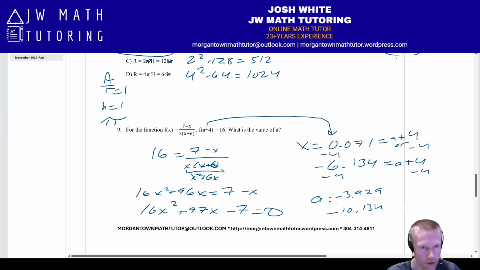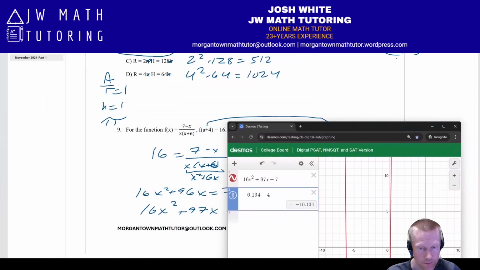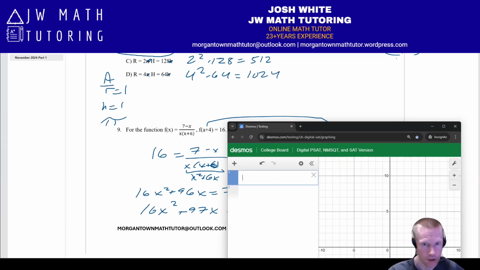Now, you can also do this entire problem in Desmos as well. So all you would do is take the original function and type that out.